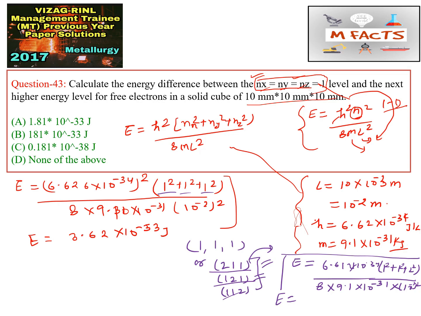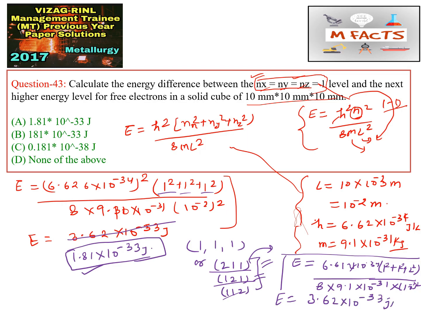So here I made a calculation mistake. This is the value, that is 1.81 into 10 power minus 33. Okay, so you can calculate and recheck this value. Here we will get 3.62 multiplied by 10 power minus 33, in joules.